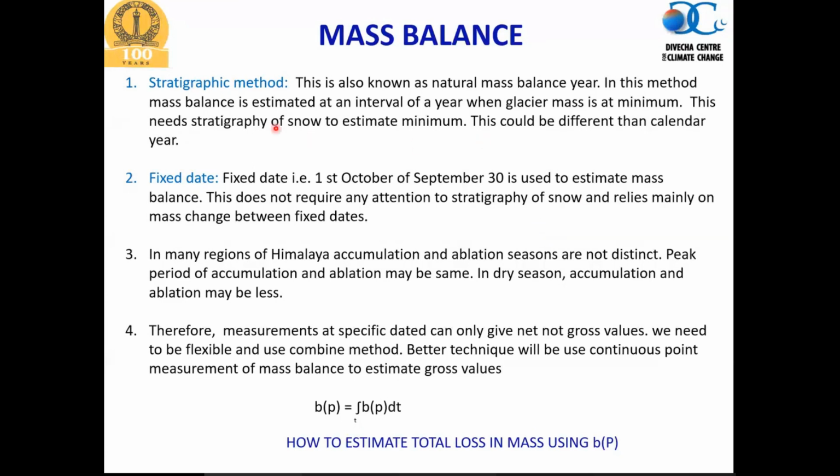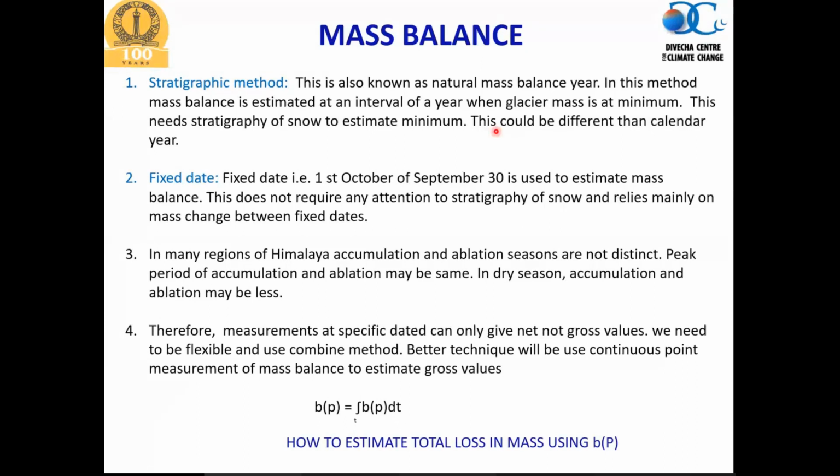The stratigraphic method is generally known as the natural mass balance method. In this method, mass balance is stable at the interval of a year when glacier mass is at a minimum, and this needs stratigraphy of snow to estimate the minimum. This could be different from the calendar year. So what it means is that you identify last year's snowpack and how much has accumulated in this year, and on that you estimate.